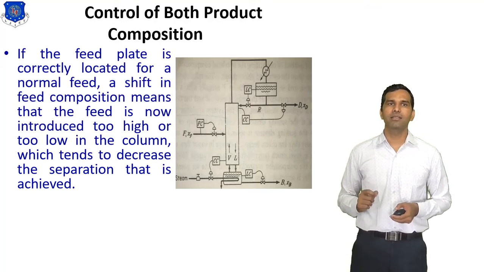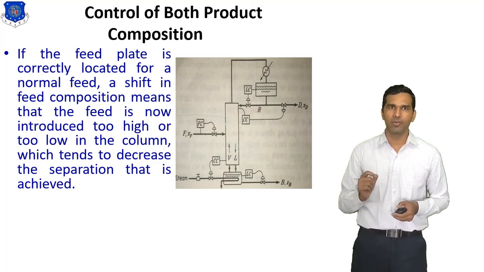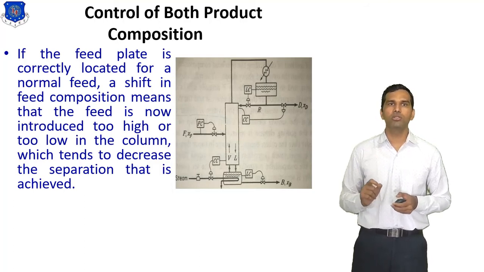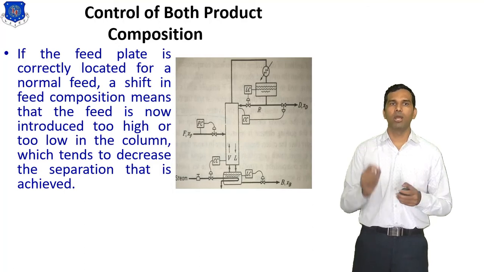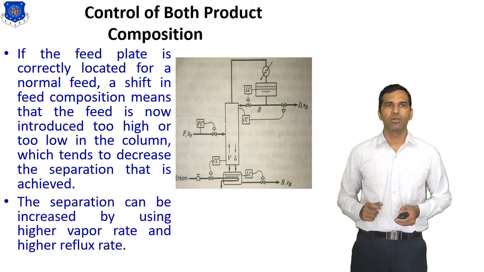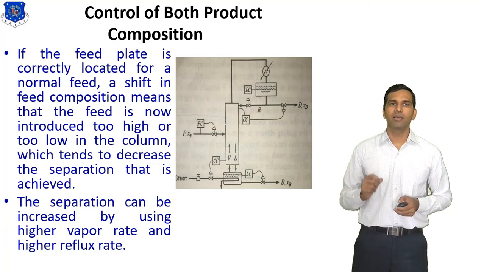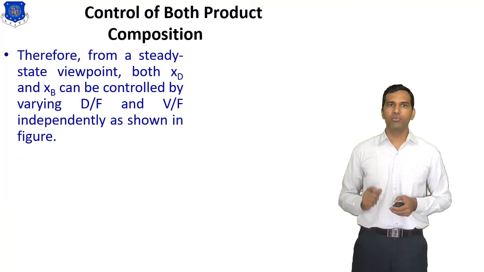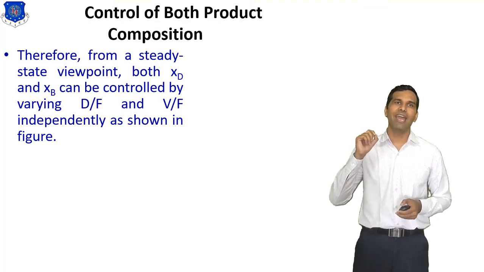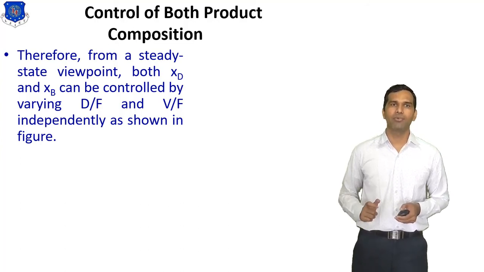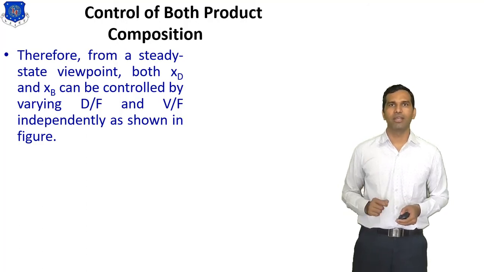If the feed plate is correctly located for a normal feed, a shift in feed composition means that the feed is now introduced too high or too low in the column, which tends to decrease the separation that is achieved. The separation can be increased by using higher vapor rate and higher reflux rate. Therefore, from a steady state viewpoint, both XD and XB can be controlled by varying D by F and B by F independently, as shown in the figure.